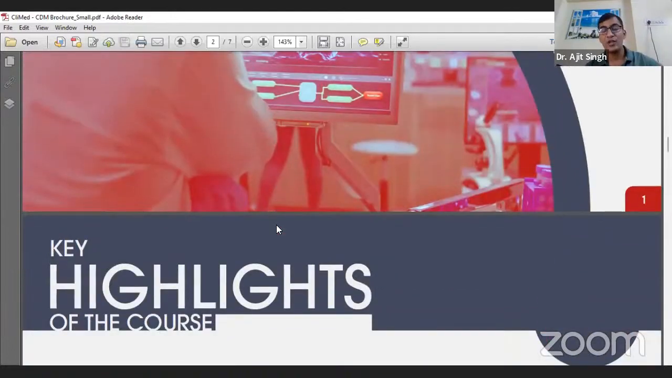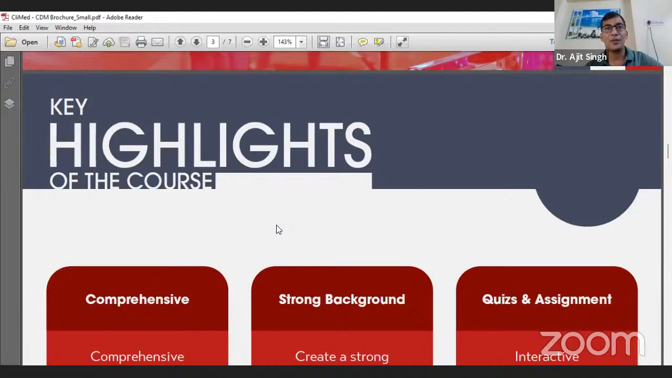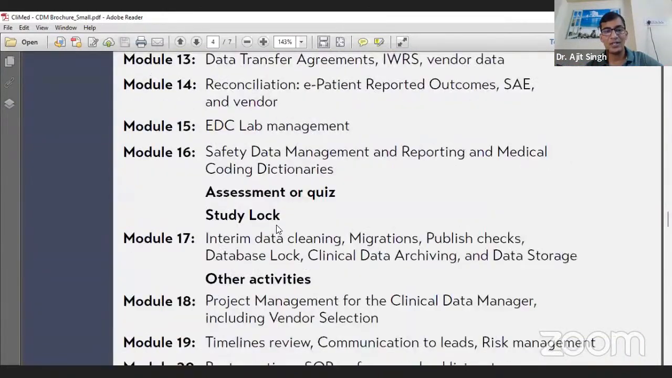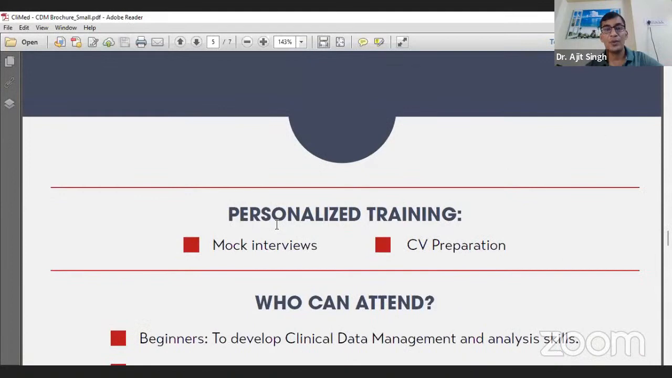Along with this, we have included one more very important and exciting part, called personalized training. In this personalized training, we'll be preparing you for interviews, mock interviews especially for the CDM participants and the CDM industry, and your CV preparation for CDM: what kind of skills you have to keep, what kind of things you should keep in your CV. This personalized training is added without any charges, included in this course itself.